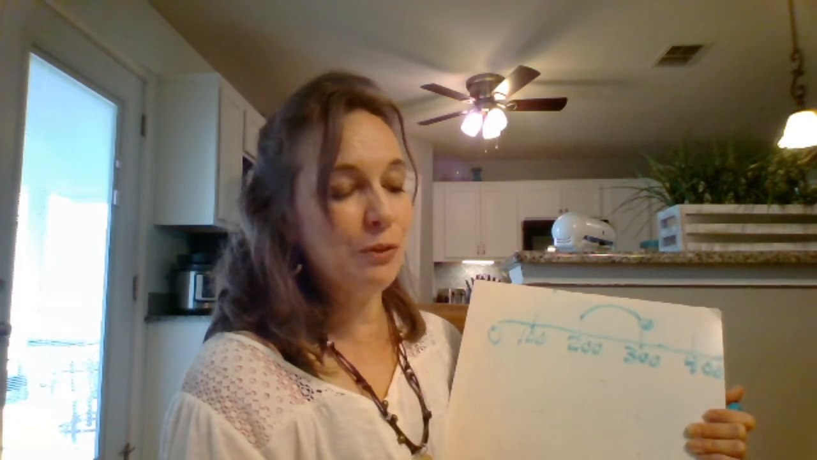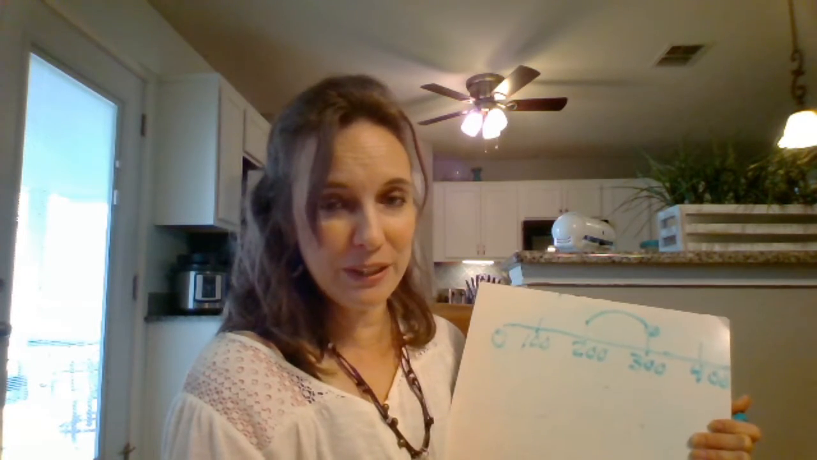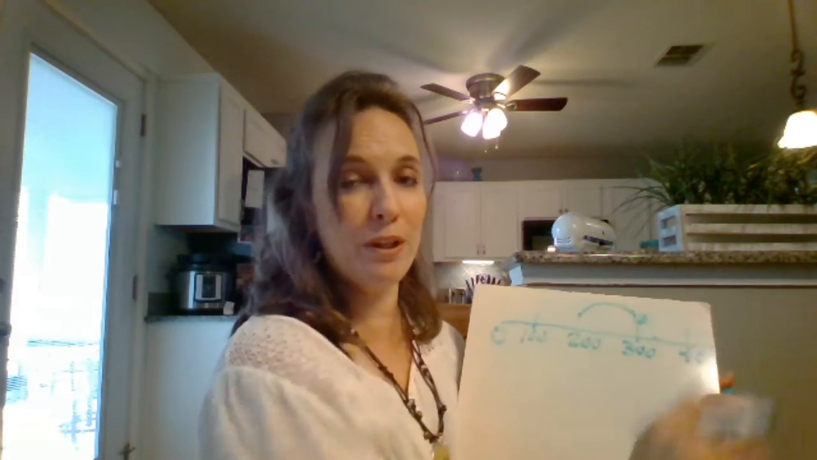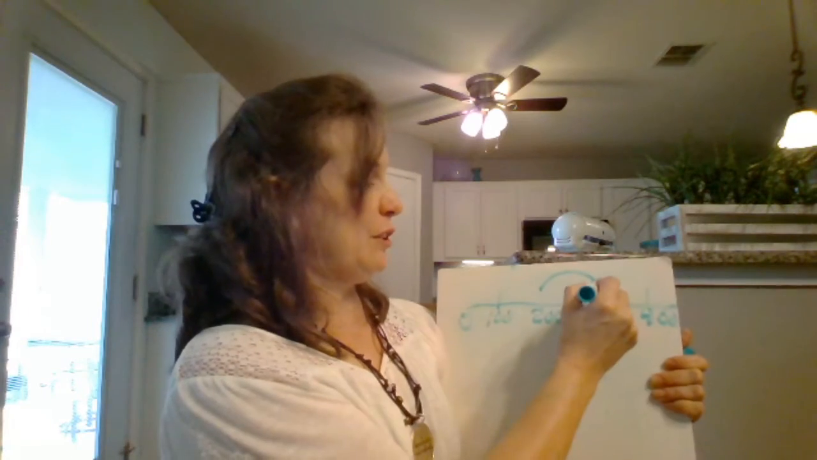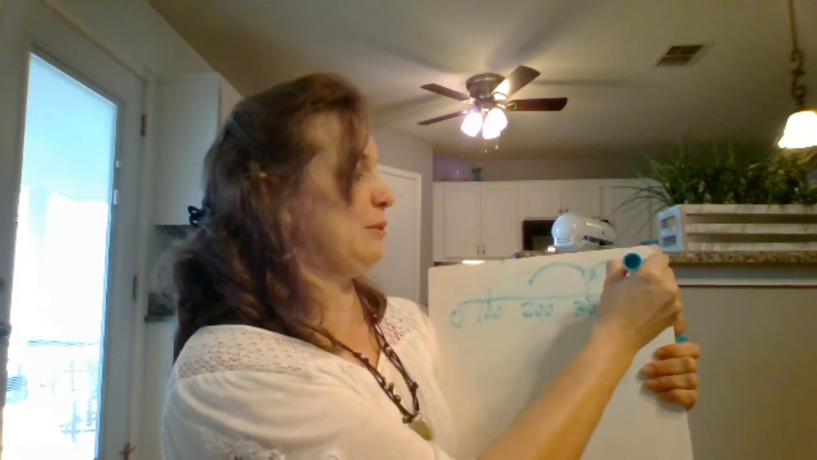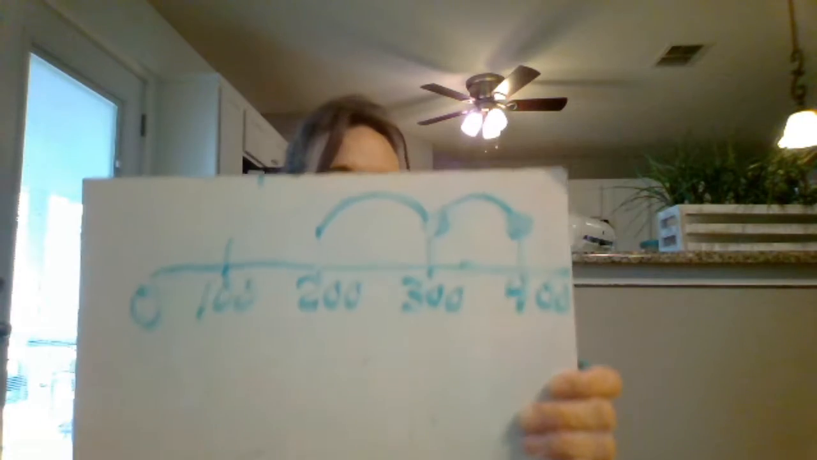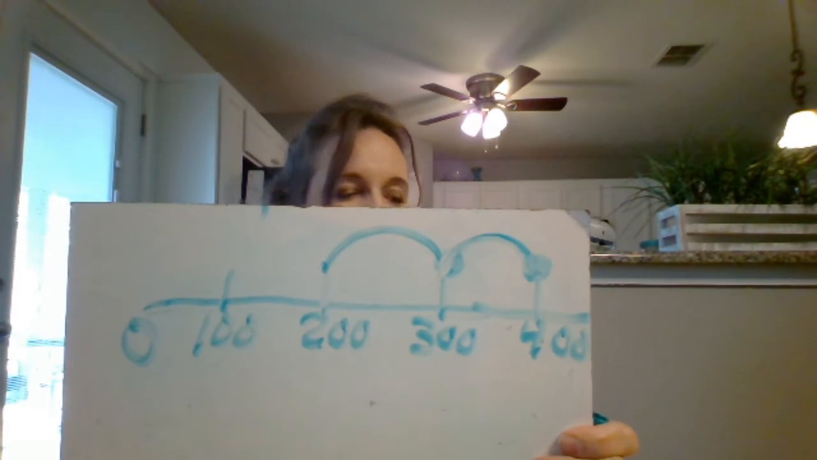It says 100 more than 300. So we've got to go forward because we're going more. So if I start at 300 and I jump to the next one, what do I end up on? 400. You've got it. So write 400 in the box. I think a number line is maybe the easiest way to understand those.